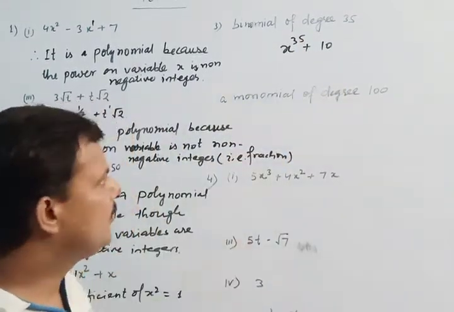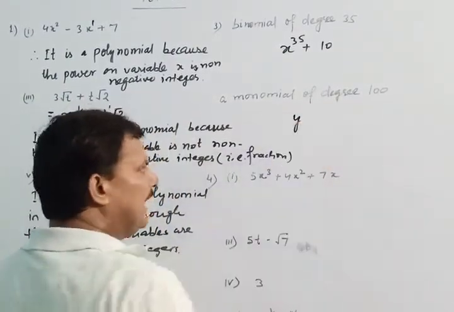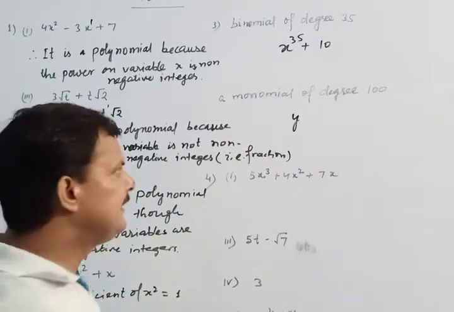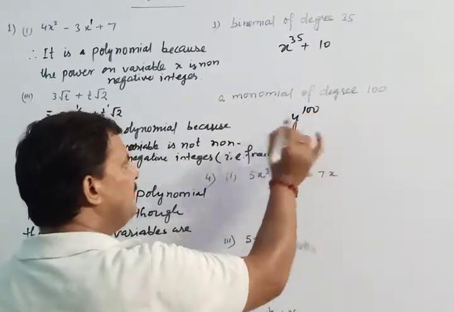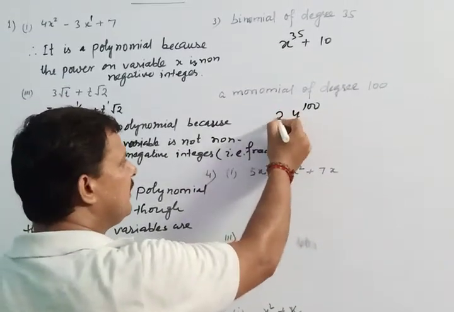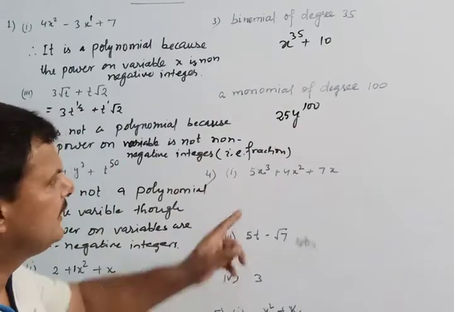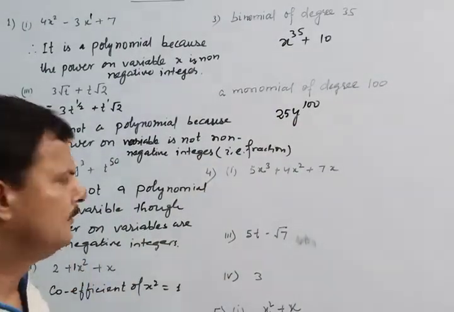Now you have to write a monomial with degree 100. Choose any variable. Suppose I am choosing y and raising it to 100, it means it is a monomial of power 100. We can write some numerical coefficient also, 25 y to the power 100. So this is again a monomial because it has one term.